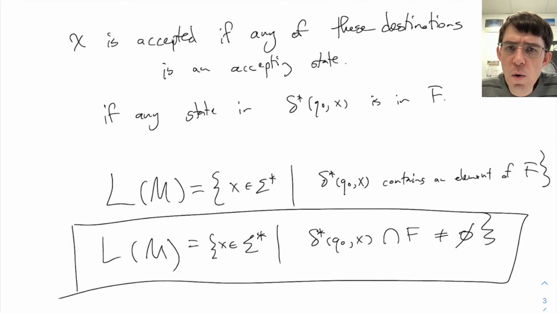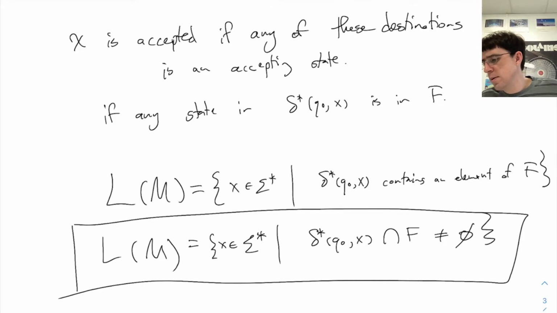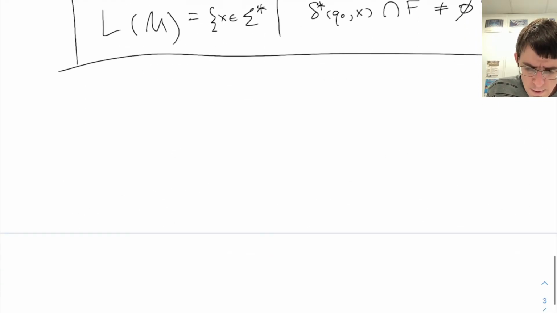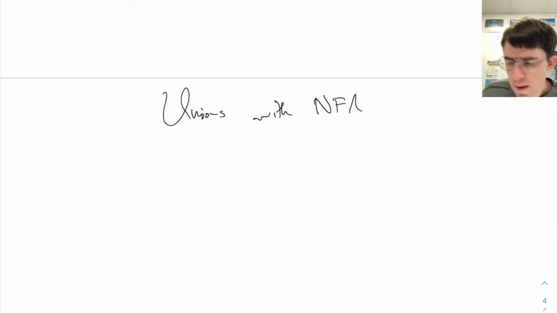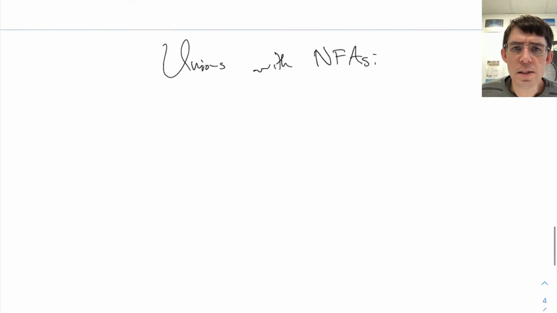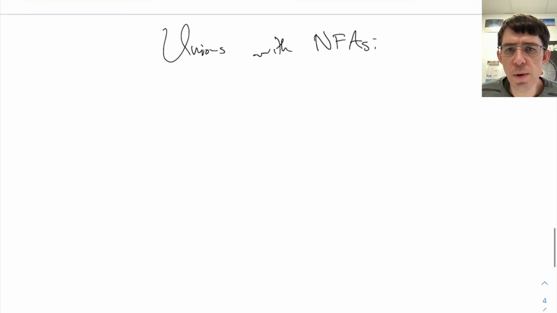NFAs are actually quite a bit easier to patch together to get unions, at least. It's not very easy to do intersections on an NFA, but if you want unions, it is quite easy to do. So let's talk about unions with NFAs. There's a simple construction, much easier than that product thing that we did last time, by which you can combine two NFAs to get the union language.